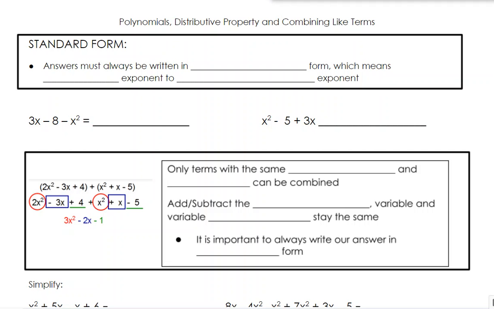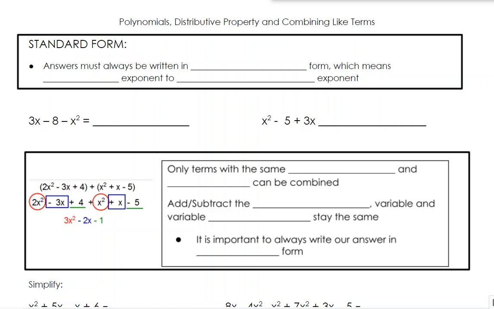Hello and welcome to Algebra, where today we're going to learn how to add and subtract polynomials. Polynomials are just expressions that have variables and exponents and things like that. And we're going to learn how to add and subtract those today. But one thing we need to know is standard form.